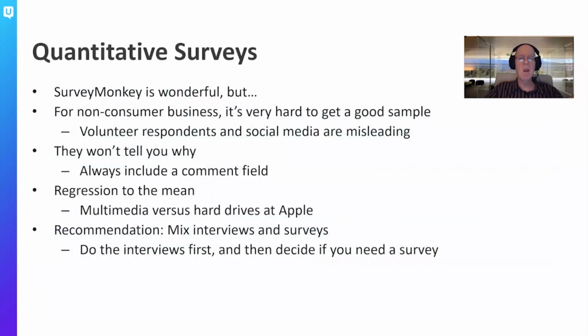So first of all, quantitative surveys. Hey, SurveyMonkey is wonderful. Qualtrics is wonderful. I use them. We have subscriptions to them, but there are some limitations on their stuff. First is if you're doing a B2B business, or even if you're doing B2C, but you're after a narrow vertical, it is very difficult and very expensive to get a good quantitative sample in the sizes that will let you have statistical significance.